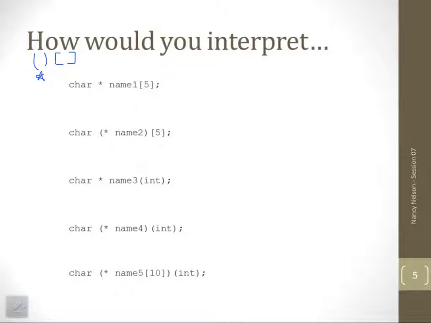So do we have any brackets? Yes, we do. We've got some square brackets here. And we have a dereferencing operator. So which are we going to do first? We're going to do the array. So here what we're going to have is an array of 5 pointers to characters.